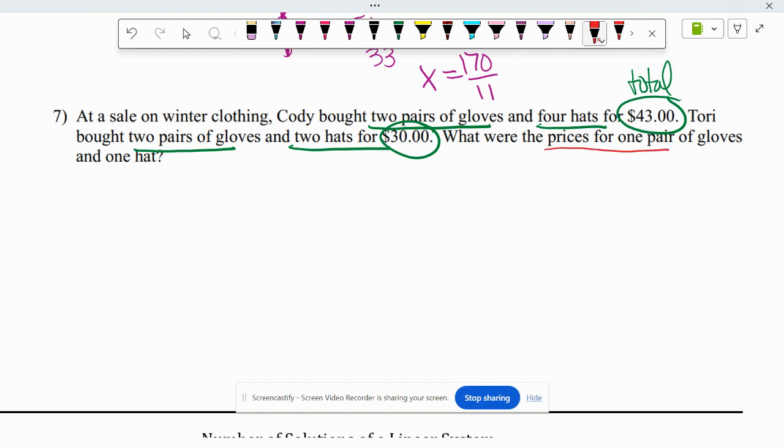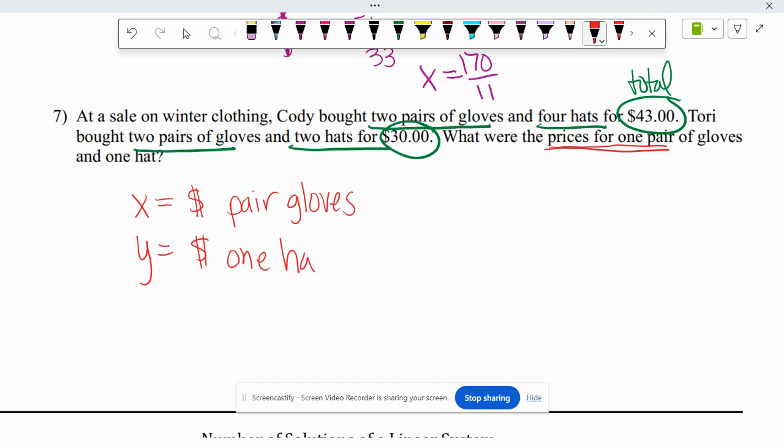So the question is, what am I trying to find? The price for a pair of gloves. So x is the price for a pair of gloves. Write it down, define your variables. And what is y going to be? The price of one hat.